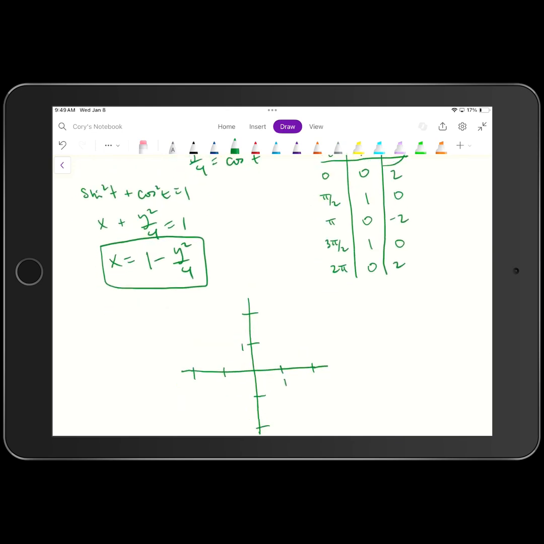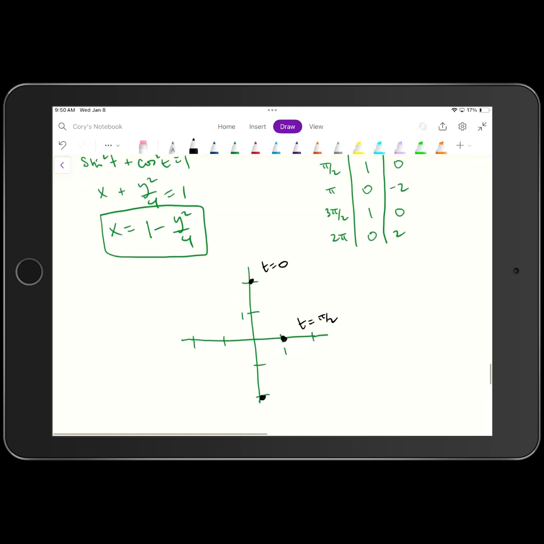So we have one at 0, 2. So our graph is up here at time t is equal to 0. Then we move to the ordered pair 1, 0. We are there at time t is equal to pi over 2. We're down here at the point 0, negative 2 at t is equal to pi. We're back up to the point 1, 0 at t is equal to 3 pi over 2. And then we're back to our starting point at time t is equal to 2 pi. So our parabola opening to the left graphically is going to look like so.